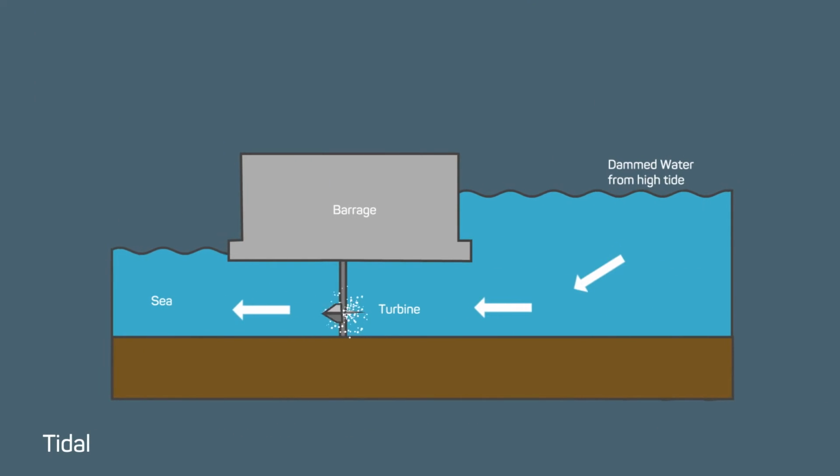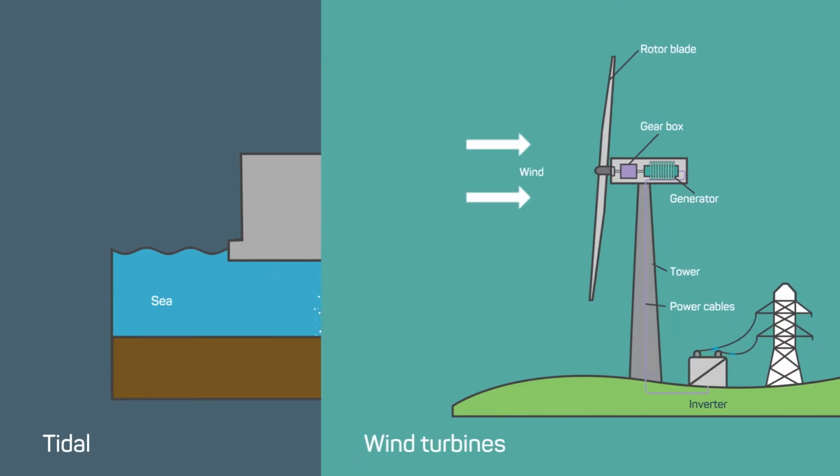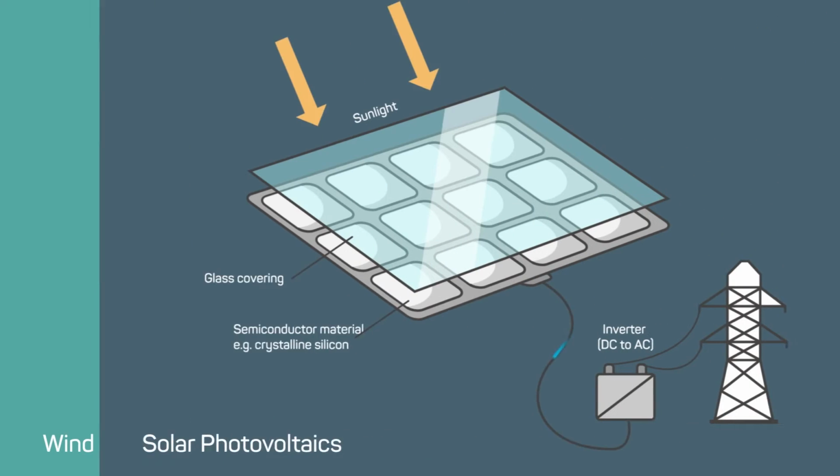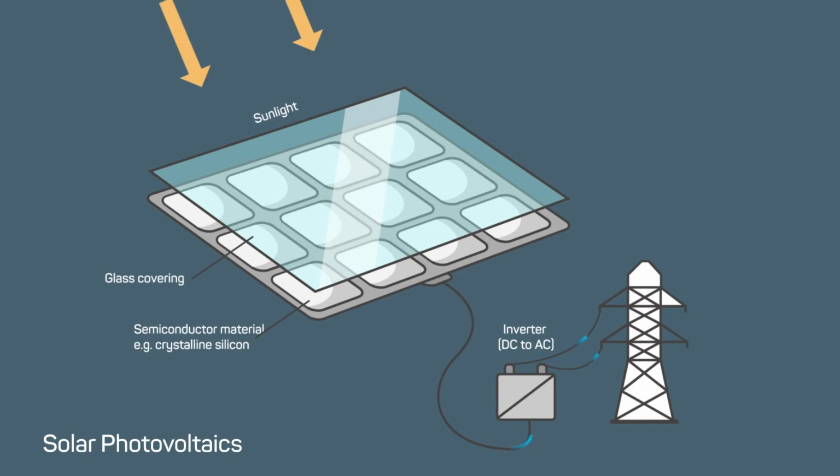On the other hand, tidal, wave and wind are variable, as their output depends directly on the predictable tide and the less predictable waves and wind. These mechanical technologies all use the motion of the water or wind to drive turbines which generate electricity. Solar photovoltaic panels are made from specific semiconductor materials which capture energy from the incoming photons that make up sunlight, converting it into electricity. As such, their output depends on the levels of sunshine, known as solar insolation.